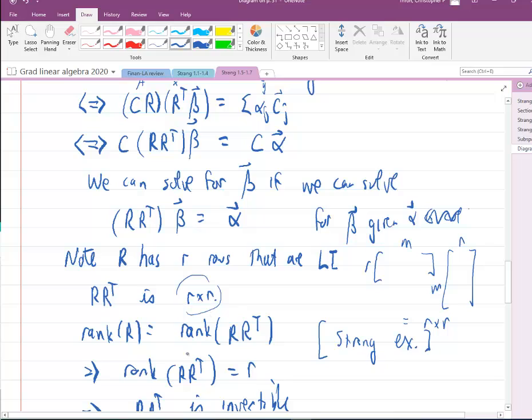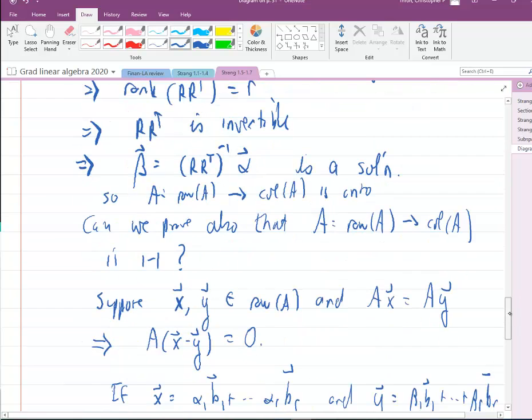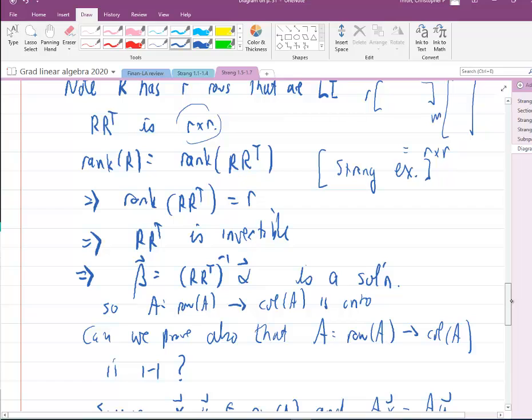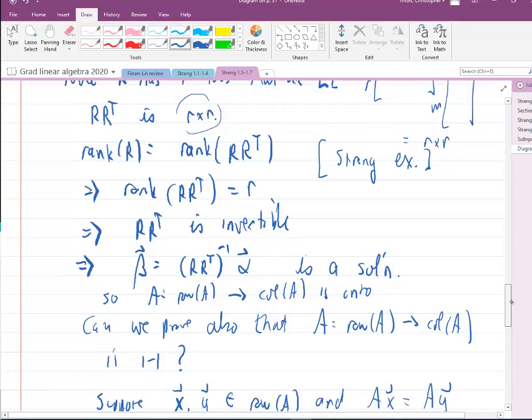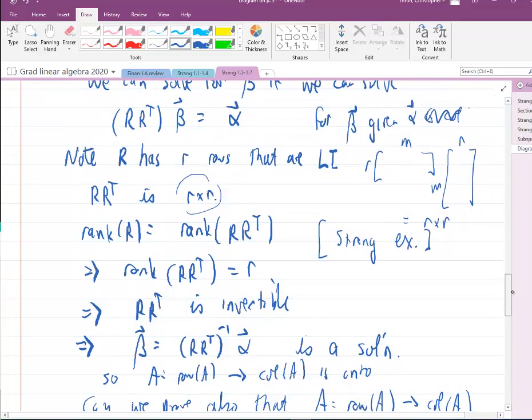Okay, so those have the same rank. That means R times R transpose must have the same rank, which is R. So what does that mean? That means the rank of R transpose is equal to R, which is the number of rows and columns of R. So that means that R transpose is invertible. So we can invert R transpose.